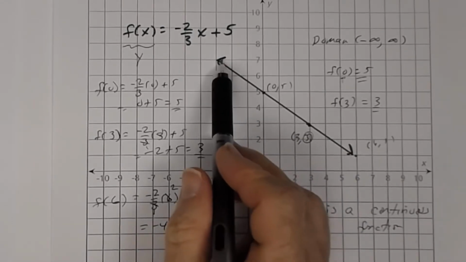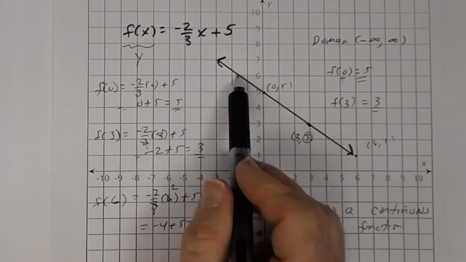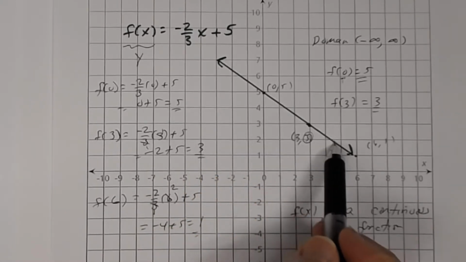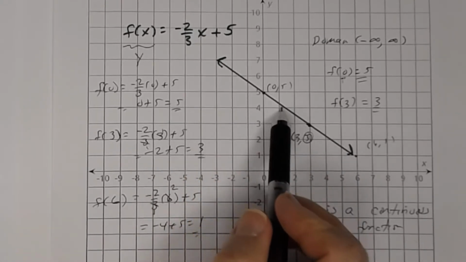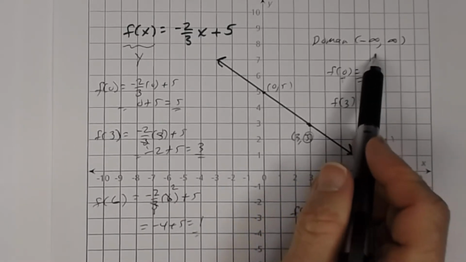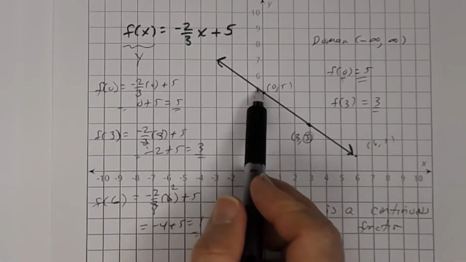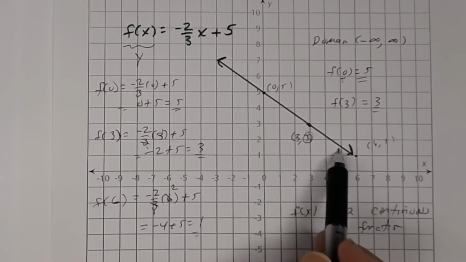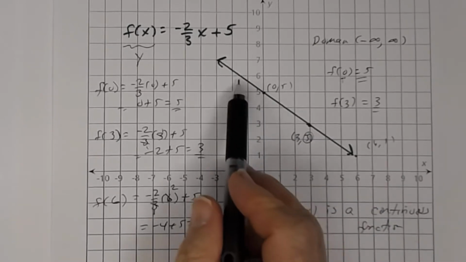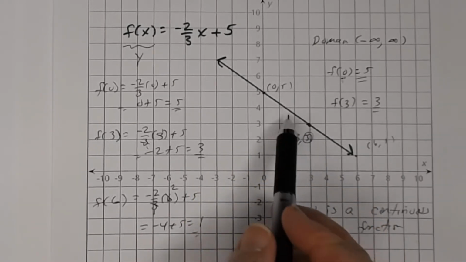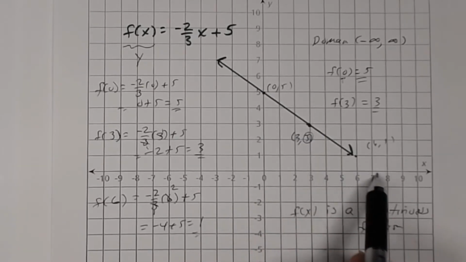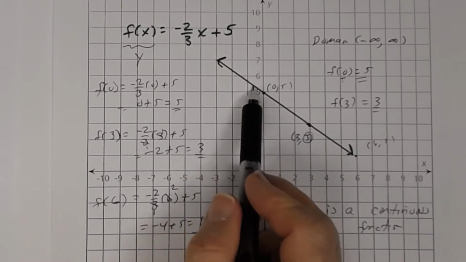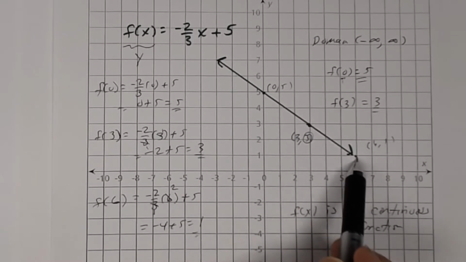You see that? So every real number, all along the domain, every real number for x will have a y value. All right, and so there's no jumps, there's no gaps, there's nothing. Notice I'm just tracing over this graph.